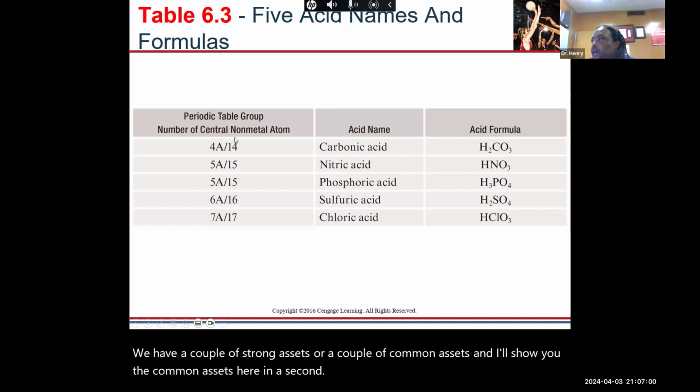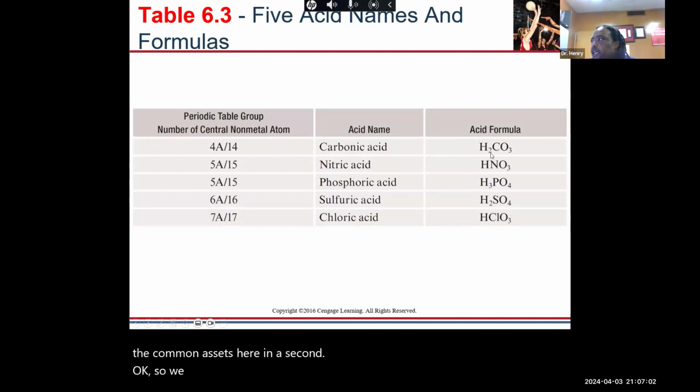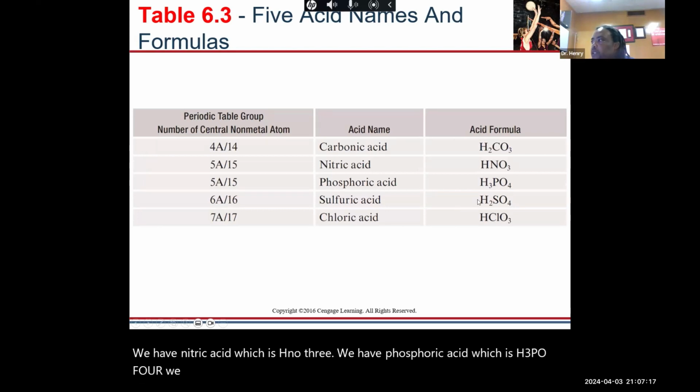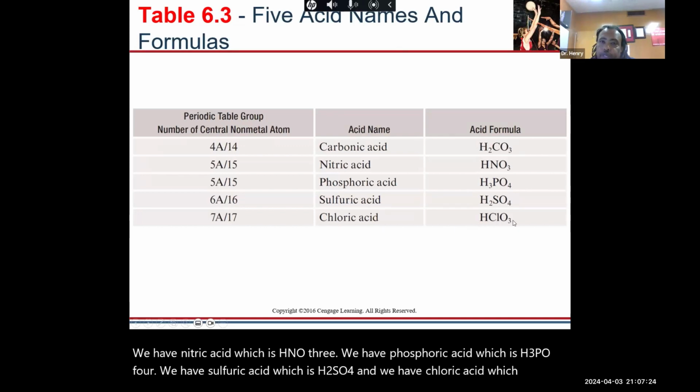Okay, so we have carbonic acid, which is H2CO3. We have nitric acid, which is HNO3. We have phosphoric acid, which is H3PO4. We have sulfuric acid, which is H2SO4. And we have chloric acid, which is HClO3.